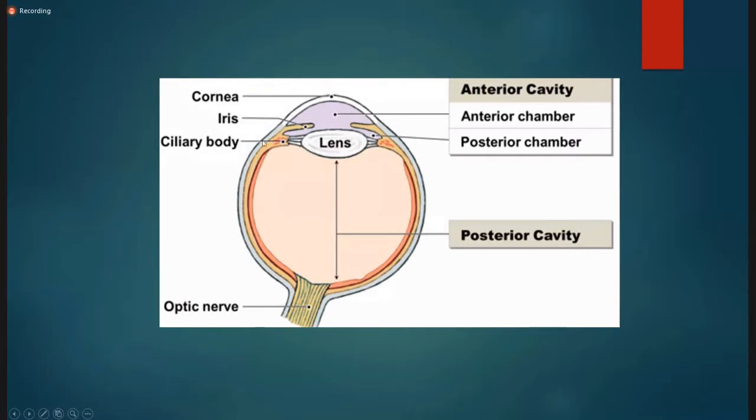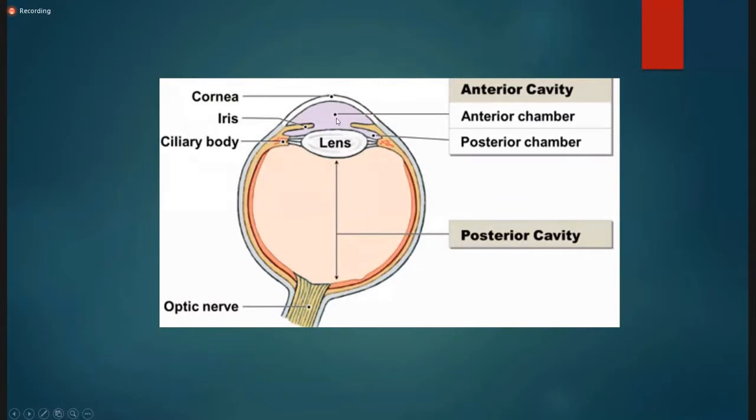The lens is suspended in the cavity with the help of zonules, and the zonules are attached to the ciliary body. This is the vitreous humor. The lens divides the eyeball into two segments: anterior segment and posterior segment. Structures anterior to the lens are known as the anterior segment, and posterior to the lens is the posterior segment. The posterior segment is composed of vitreous humor and retina. You can see the retina, and this is the optic nerve.